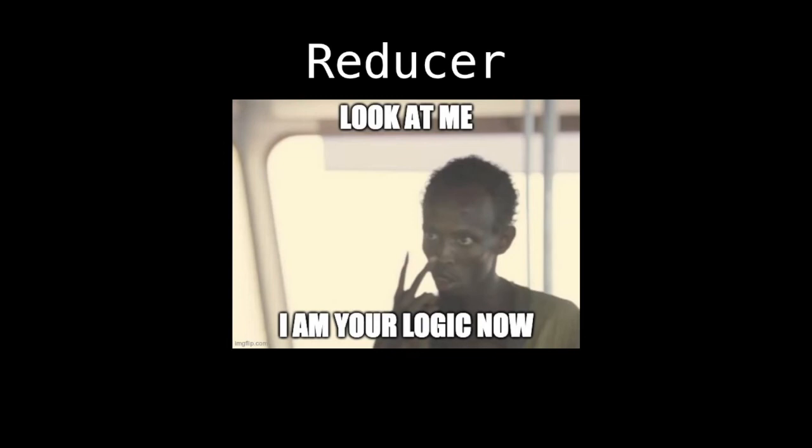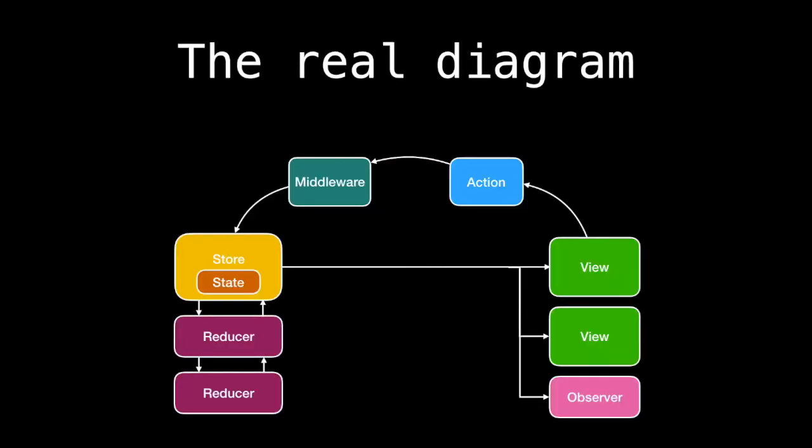What is very important here is that the reducer should return a new state. Normally I would suggest that state is immutable, so the reducer should not modify the current state that you have. It should basically just return the new state. It's really intuitive, right?